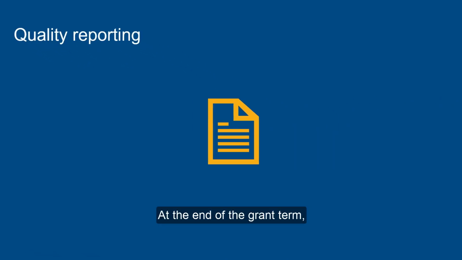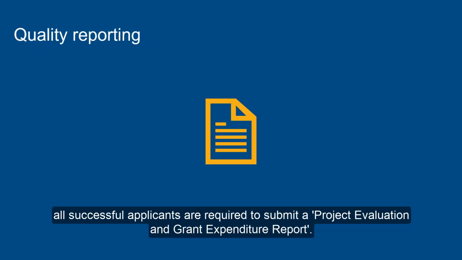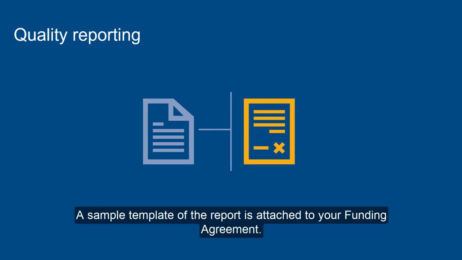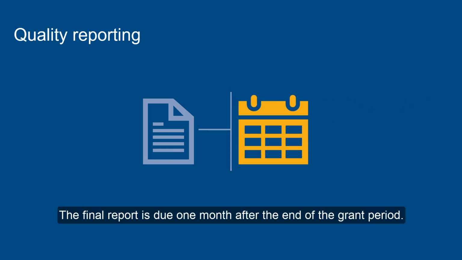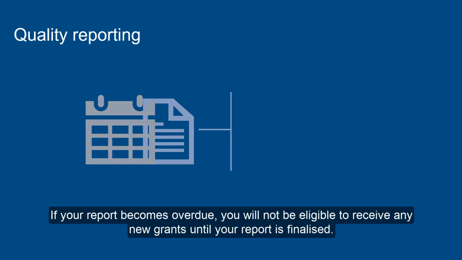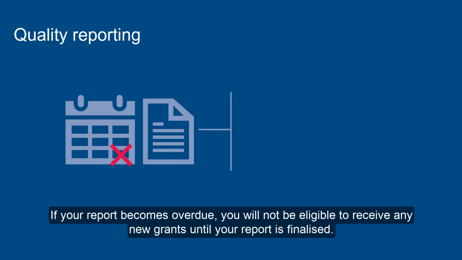At the end of the grant term, all successful applicants are required to submit a project evaluation and grant expenditure report. A sample template of the report is attached to your funding agreement. The final report is due 1 month after the end of the grant period. If your report becomes overdue, you will not be eligible to receive any new grants until your report is finalized.